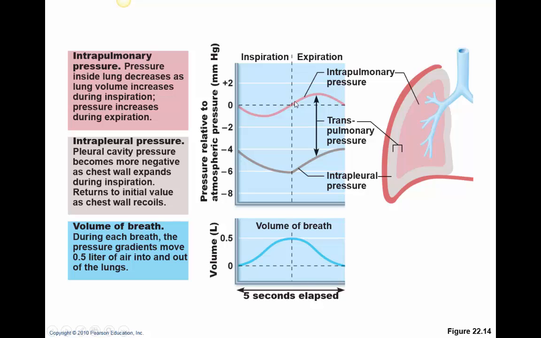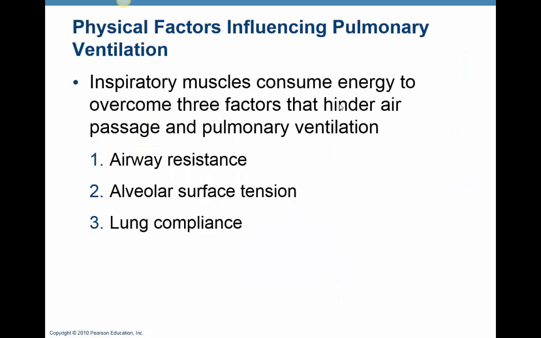So looking at factors that we have to overcome to allow this pulmonary ventilation, which means that we're trying to bring air into the lungs, some factors that would make that difficult would be resistance in the airways. So depending on the size of the airways, there's going to be some resistance to that flow into the lungs. So if someone has asthma, for example, those bronchioles are inflamed and constricted, and that's going to increase airway resistance.